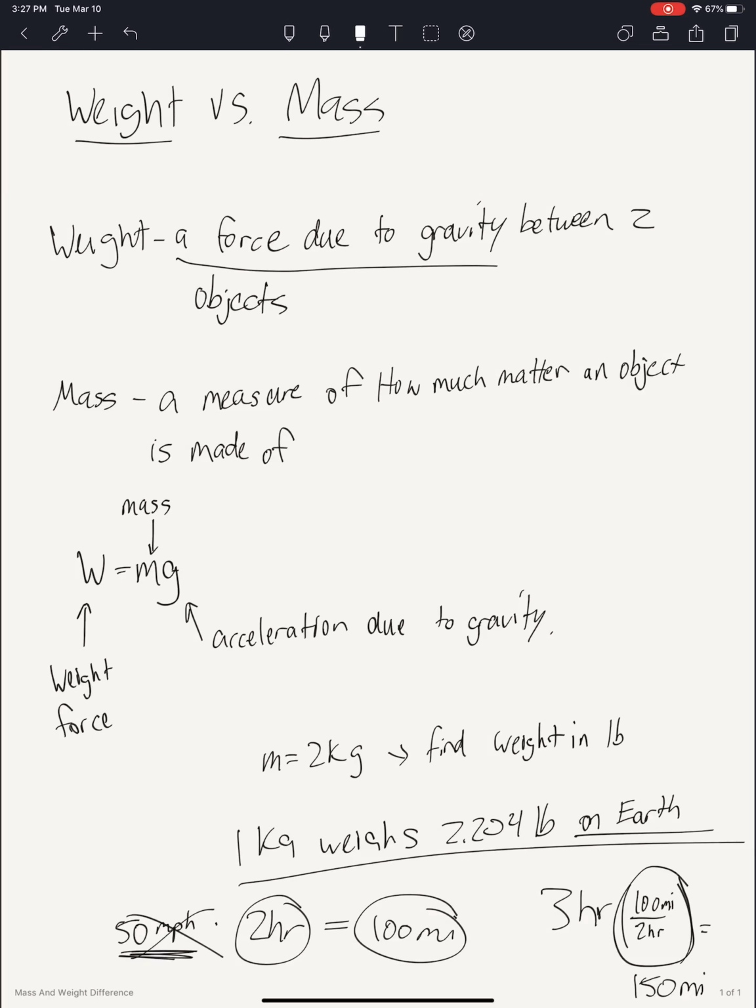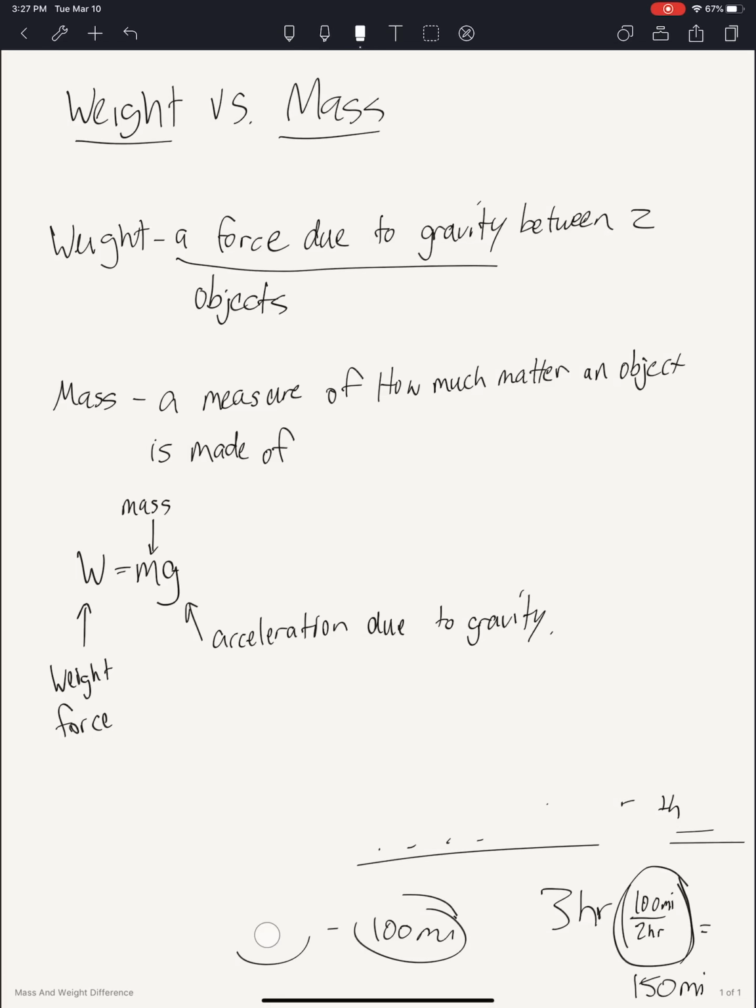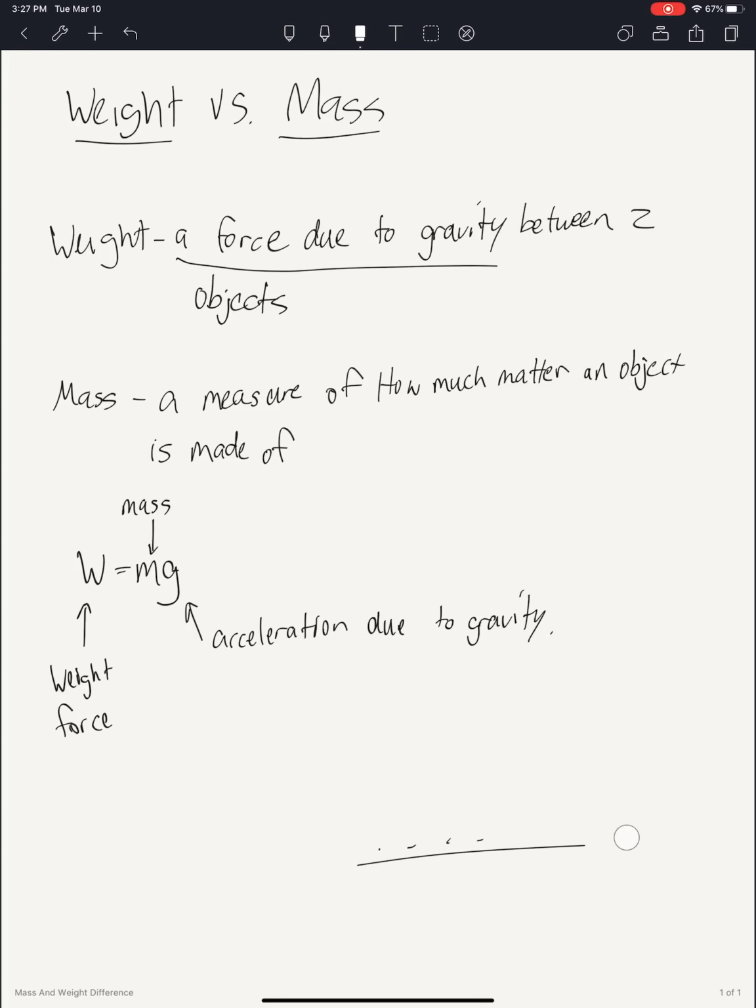The same thing is true for weight and mass and their relationship with each other. It depends on where you are and everything else. So it's not a unit conversion. It's a calculation. You are calculating how much a particular mass weighs. Weight to mass is a calculation using W equals mg.